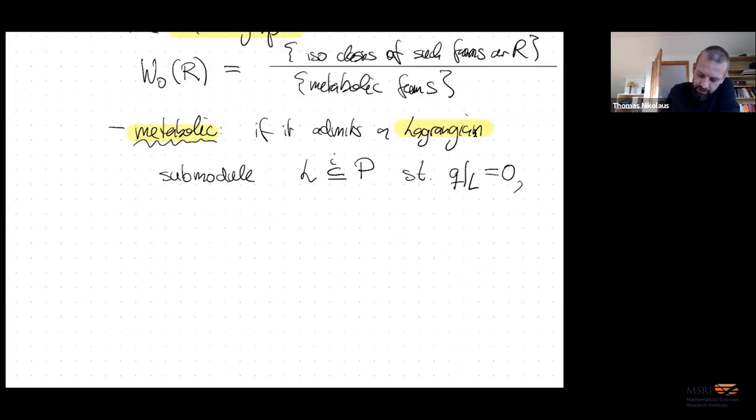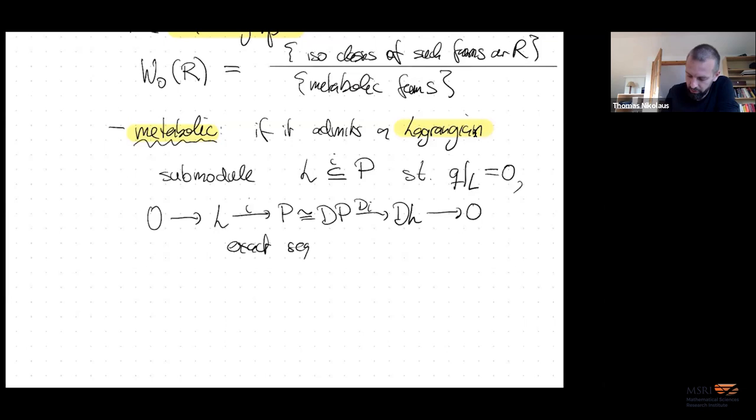You look at the sequence where you map L by the inclusion to P. P is identified with the dual of P by means of the unimodular form. Then you just take the dual map of I that goes to the dual of L. And maximal means this is an exact sequence, a short exact sequence. It somehow says L is the same size as the dual of L. Like over vector spaces, another way of saying maximal would be that it has half the dimension, and that is basically what we do here.